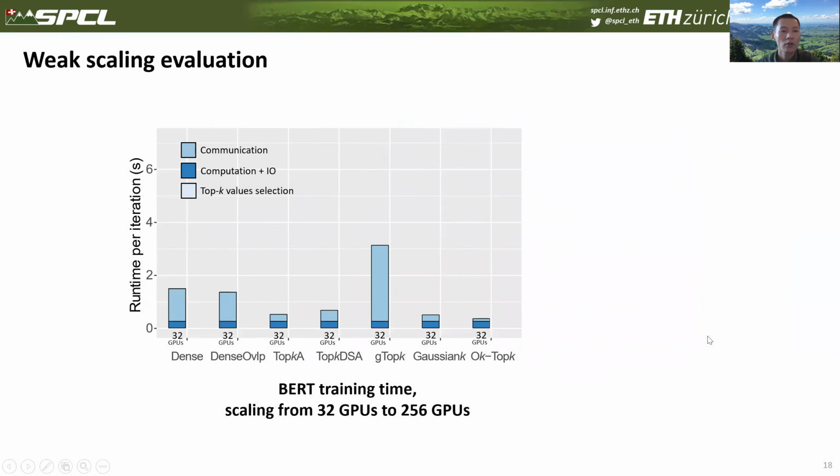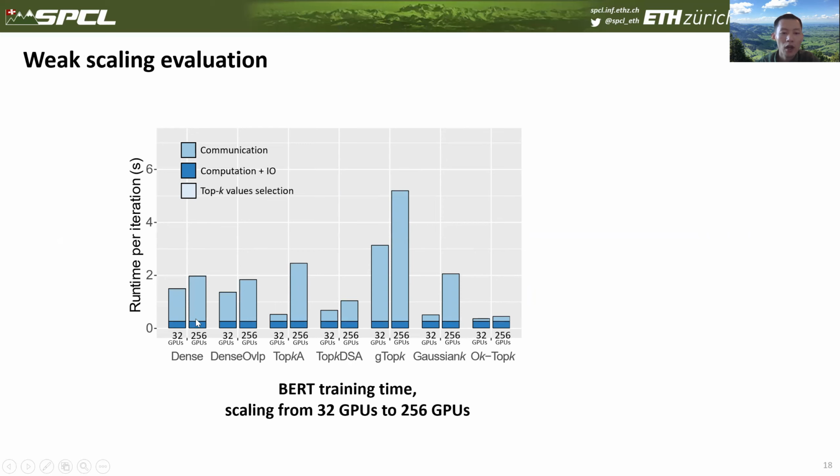Next, we present the weak scaling result for BERT pre-training. So these bars show the result on 32 GPUs, in which the dark blue block represents the computation cost, and the blue block represents the communication cost. We can see OK top K achieves the lowest communication cost.